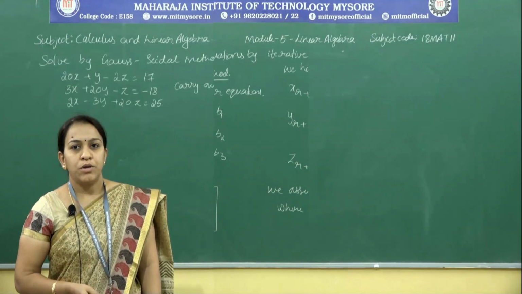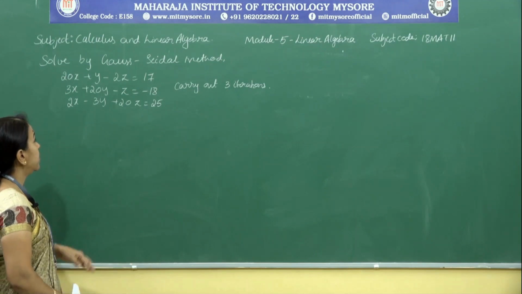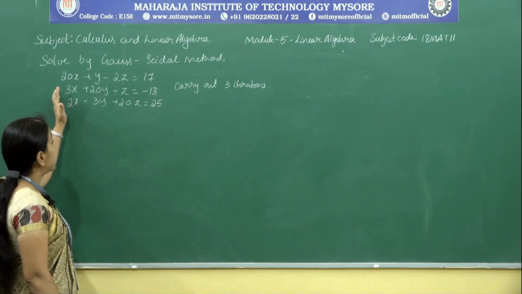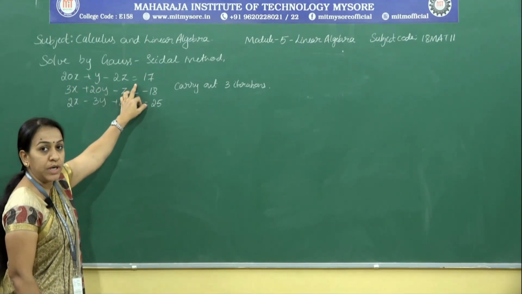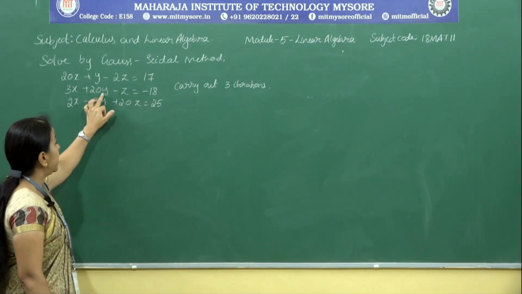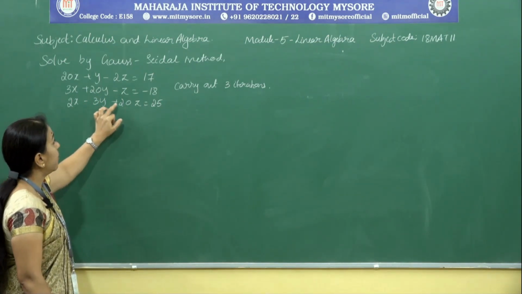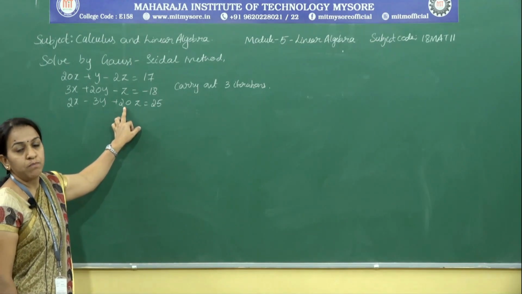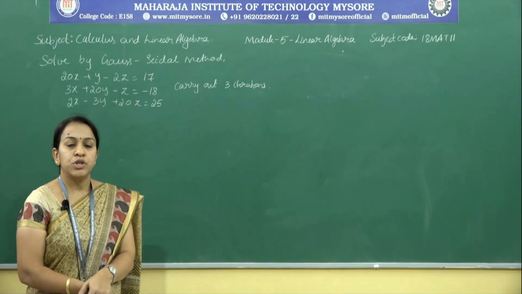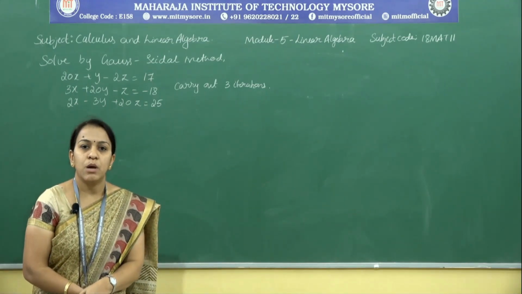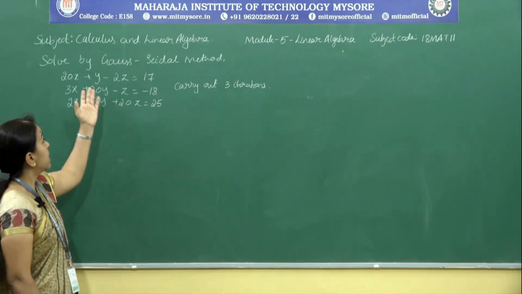Now let us solve the problems. The first problem is to solve by the Gauss-Seidel method the system 20x plus y minus 2z equal to 17, 3x plus 20y minus z equal to minus 18, and 2x minus 3y plus 20z equal to 25. Before solving, we should check whether the diagonal elements are dominant compared to the other two coefficients.